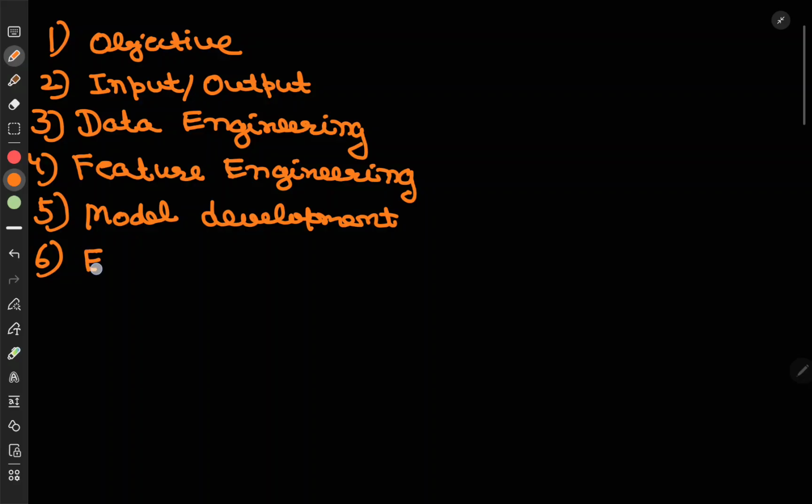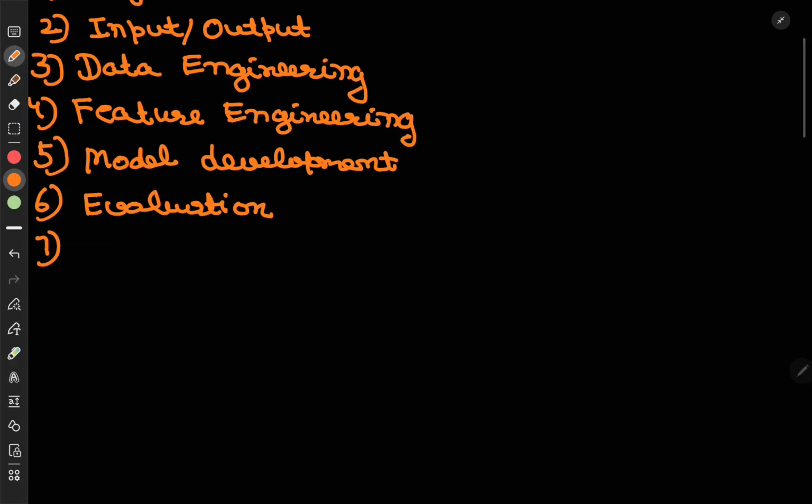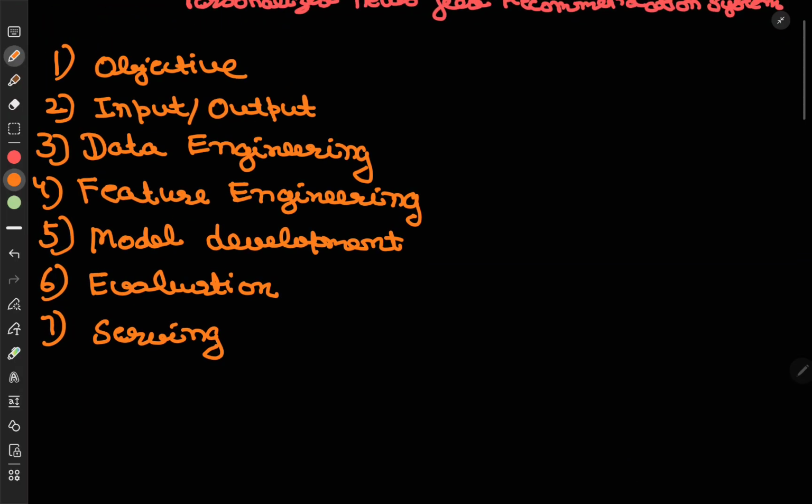Sixth will be evaluation. In evaluation, both kinds of evaluation, offline and online, that once your system is made, how are you even going to tell your system is good or is it bad? And the seventh part is the serving part. It's not just about making a simple model, you need to serve it to the end user. So how the whole system needs to look, I'm going to cover that as well in the last part.